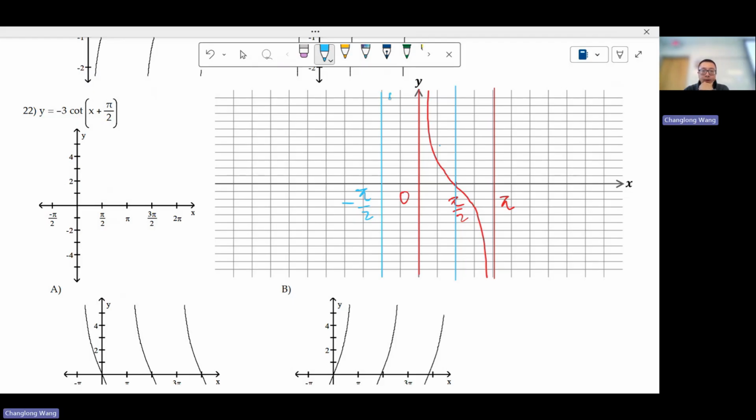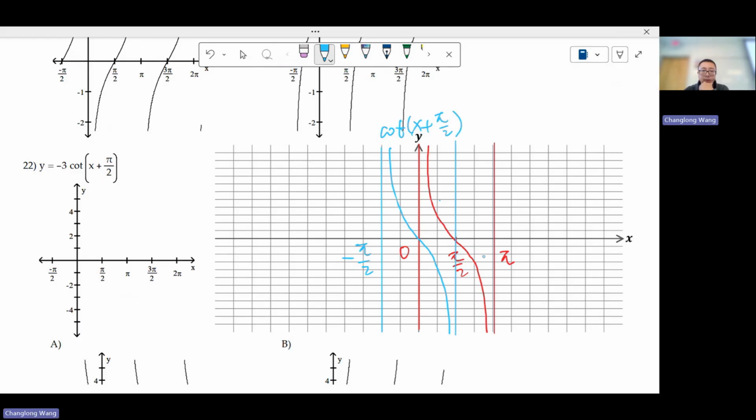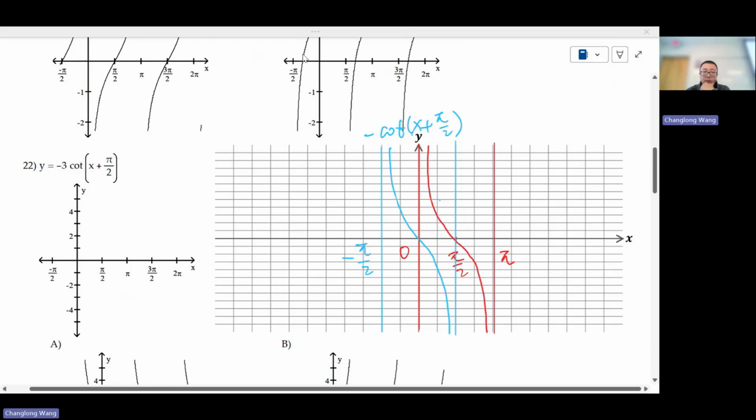And we're looking at a graph passing through, instead of pi over 2, 0, right? So this blue curve stands for cotangent of x plus pi over 2, right? And that negative sign will make it flip vertically. That means I could have done the negative cotangent by drawing the other way around.